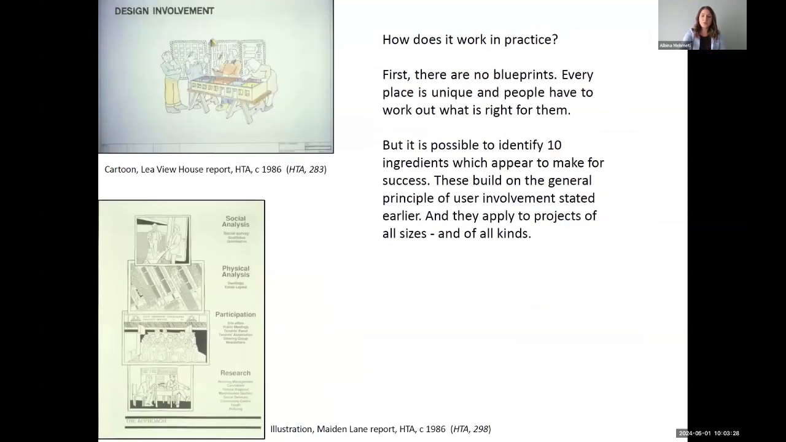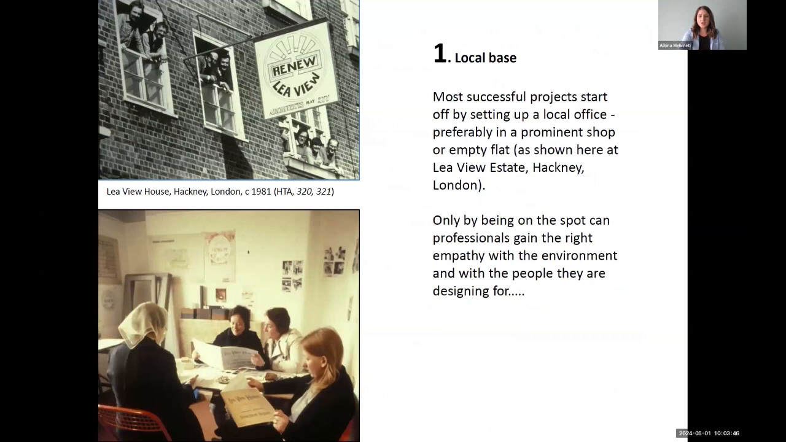So we will also be identifying the 10 ingredients which can appear to make success, and also this general principle of user involvement, which, as far as we have learned till now, we will be applying in practice. So the first one is the local base.